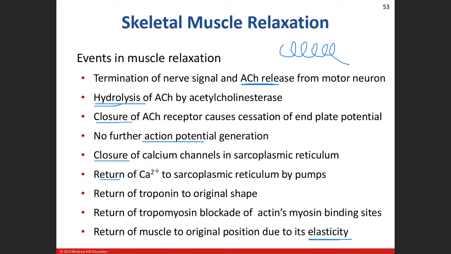So if you read through the slide, it's almost like a step-by-step process. I know that you know this. It's like a story. That's why I like this chapter, because it's a story-like chapter.